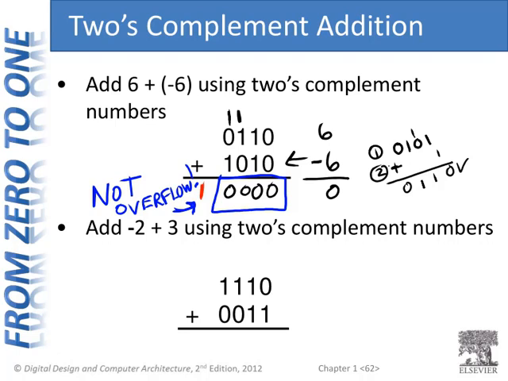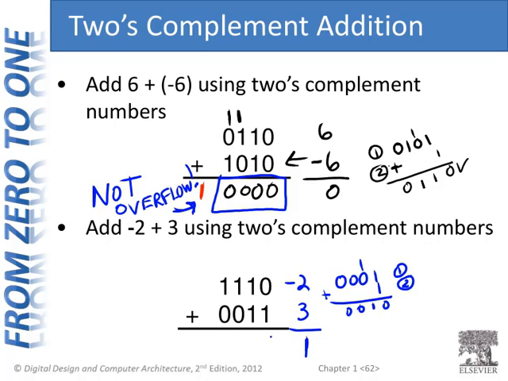Let's try another one. Minus 2 plus 3 using 2's complement numbers. We can double check that minus 2 is 1, 1, 1, 0. I'm just taking a 2's complement of that. Invert the bits, add 1, and I in fact get 2, so I know the magnitude is 2. I know it's a negative number, and so this is in fact minus 2, and this is 3. Expecting to get 1 here. Minus 2 plus 3. Hoping to get 1, let's see what happens.